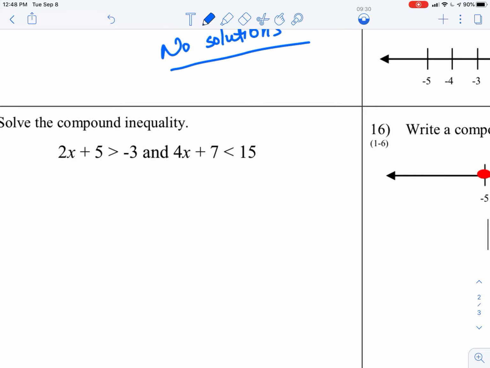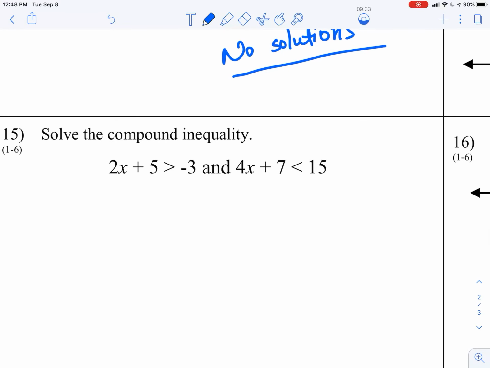Solve the compound inequality. 2x plus 5 is greater than negative 3. And notice 4x plus 7 is less than 15. Okay, so this already tells us that this is an "and" compound inequality. But we're going to work to solving this out first. I'm going to look at the first inequality on the left here, and I'm going to first subtract 5 from both sides because I'm trying to isolate x. And I'm going to divide by 2, and I have x is greater than negative 4.